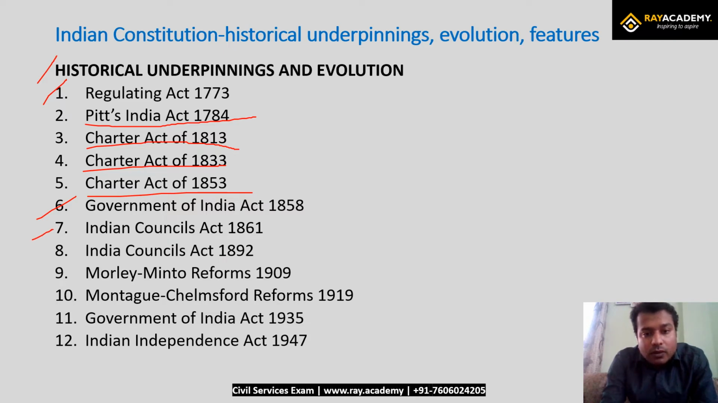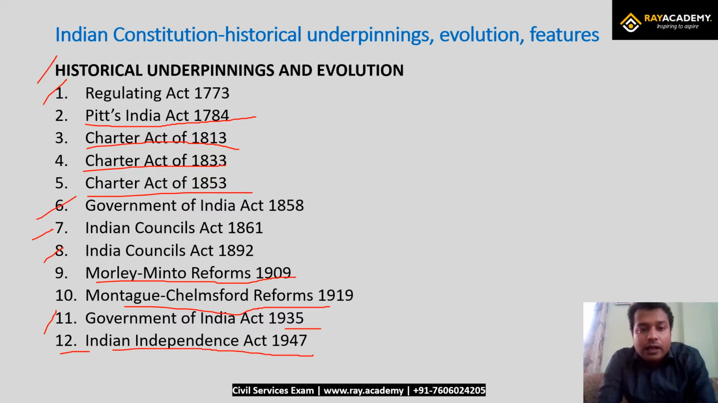Point number 6, we have the Government of India Act of 1858. We have the Indian Councils Act of 1861, Indian Councils Act of 1892. Then we have Morley-Minto Reforms 1909. Then we have Montagu and Chelmsford Reforms 1919. Then an important one, the Government of India Act of 1935. Then finally, point number 12, the Indian Independence Act of 1947, and hence we became free.